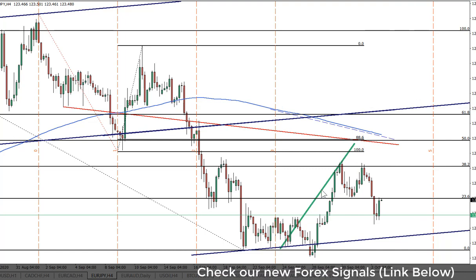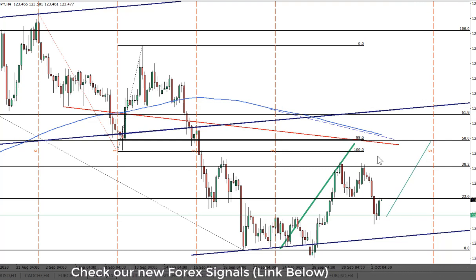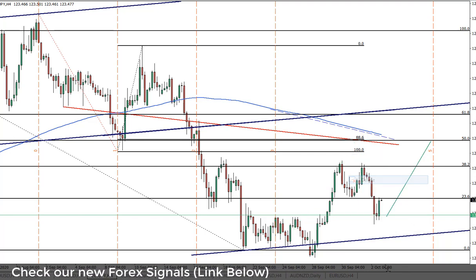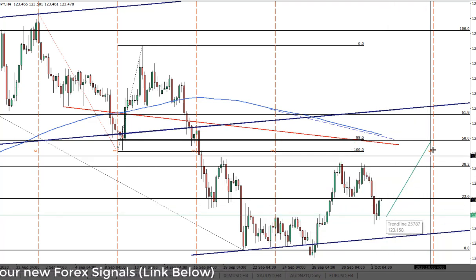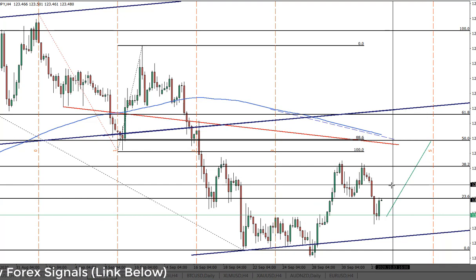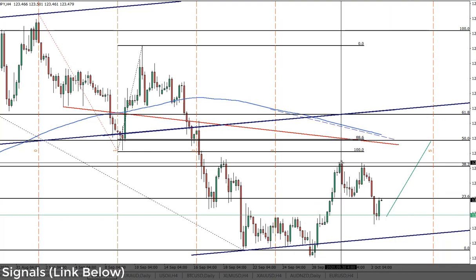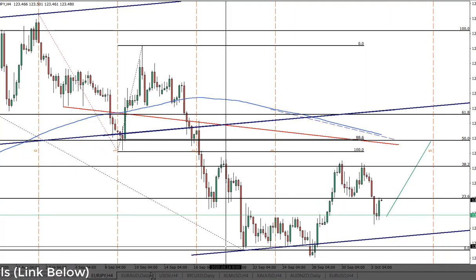So all in all, I still expect a move to the upside, and I will draw it. Probably it will be like that, just removing that. So here, this is what I would expect from the euro Japanese yen, and overall strength of the euro is also confirmed here.